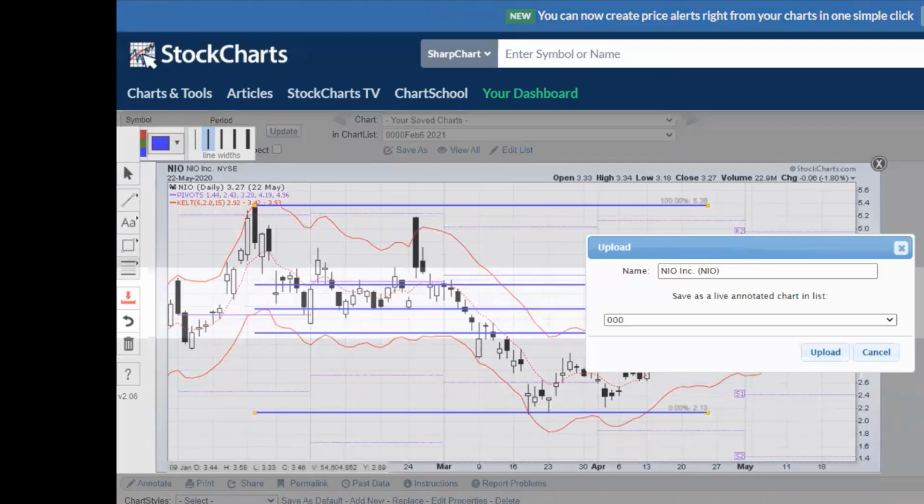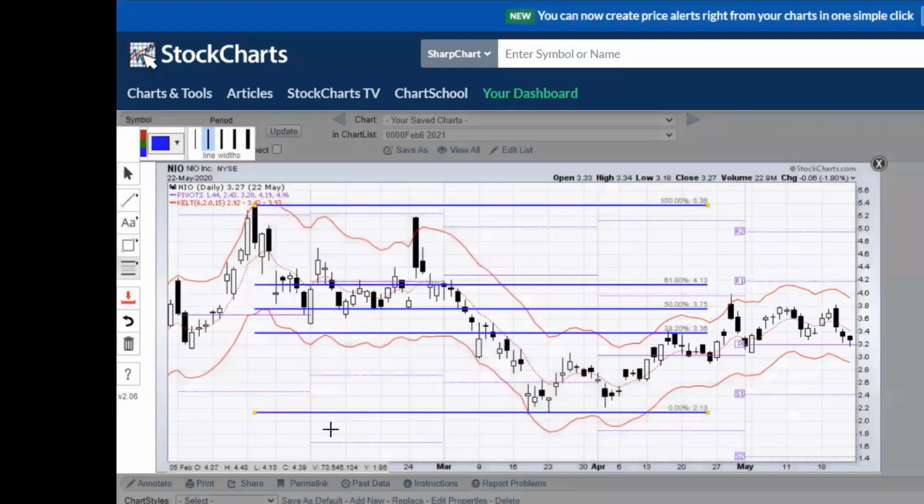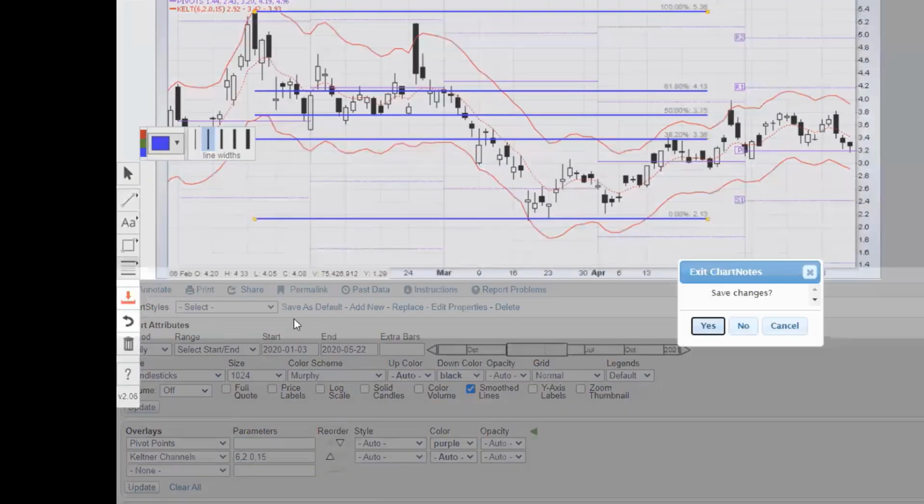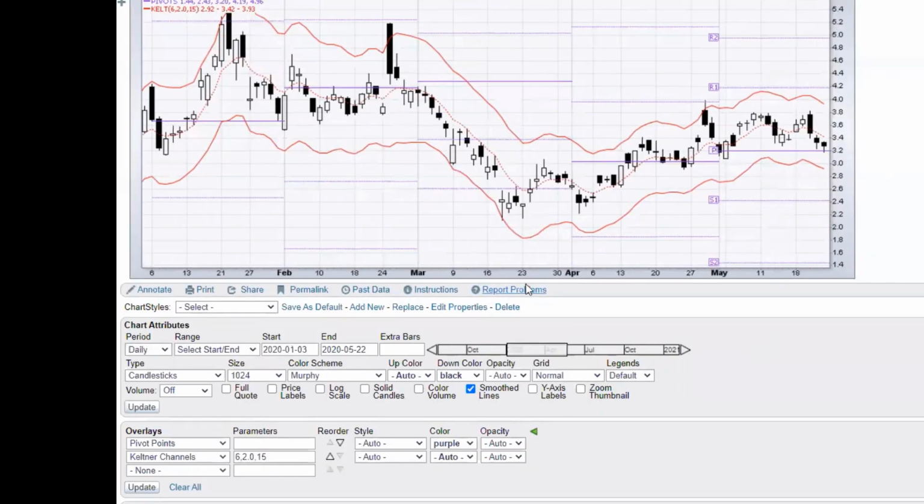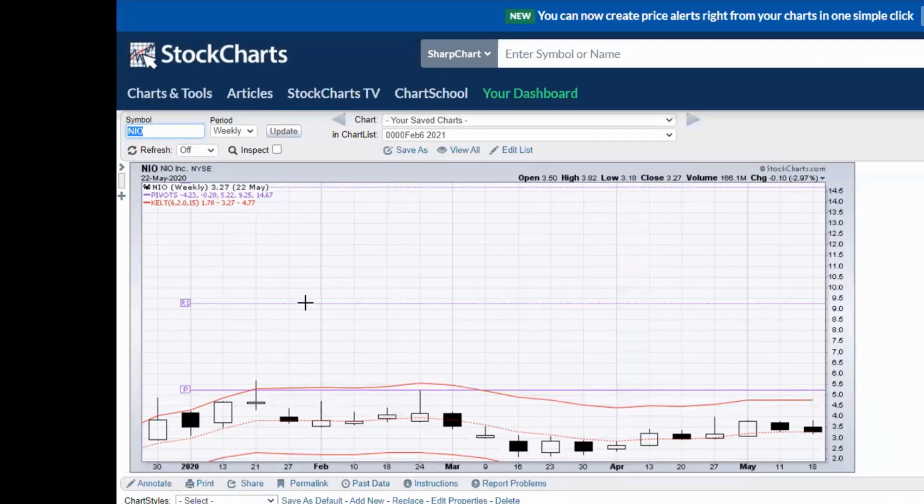And so let's look in. I won't save these, but that's on a daily chart. So if you want to say, okay, what if I look at a weekly chart, you change this to weekly and then hit update, and unlike most platforms, you get yearly pivots.